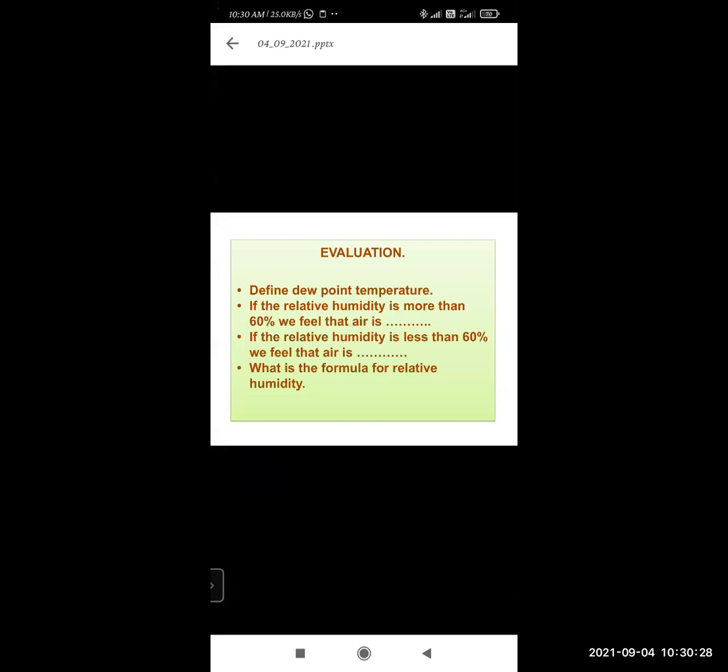So here we have completed today's session, whatever points we have discussed. Now we'll move on, we'll evaluate ourselves. Now see, depending on these points, you are going to answer these questions. What is the first question? Define dew point temperature.